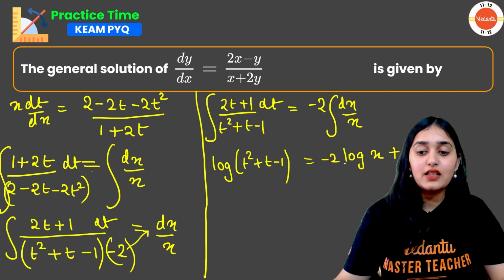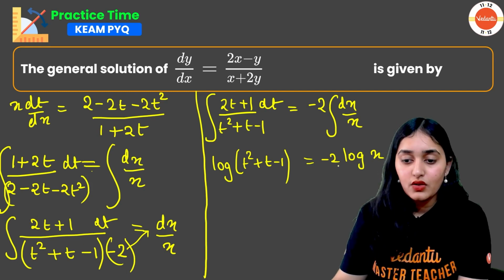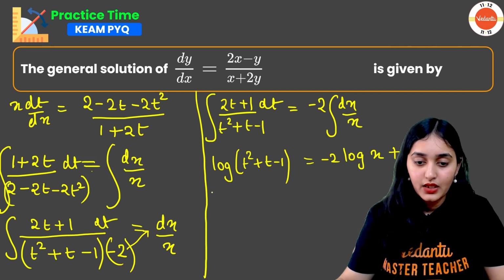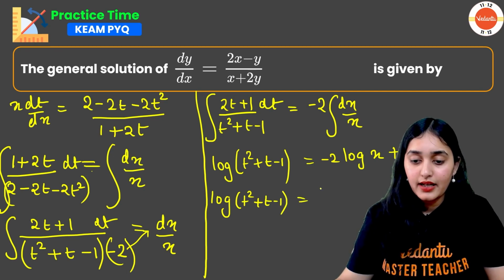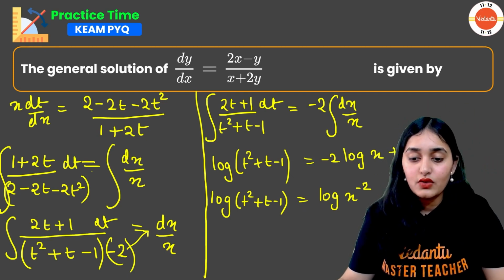Now this minus 2 can go to the power of x. So let us put it in the power of x. So this will become log of t square plus t minus 1 and log of x to the power minus 2. Minus 2 is going to the power here. So x to the power minus 2.